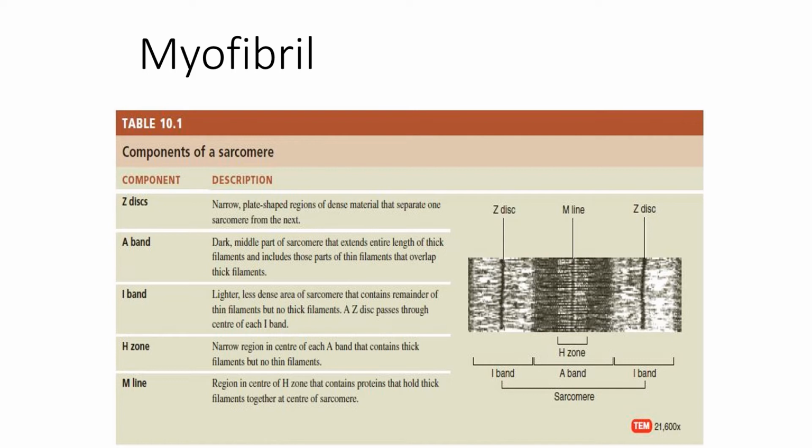The next bit is the A band, and this appears to be dark. It contains the thick filaments, which are our myosin, as well as an overlap with the thin filaments or our actin. We need to have that overlapping structure, otherwise we have no contractile properties. The I band is lighter. It contains thin filaments only, so it only contains actin.